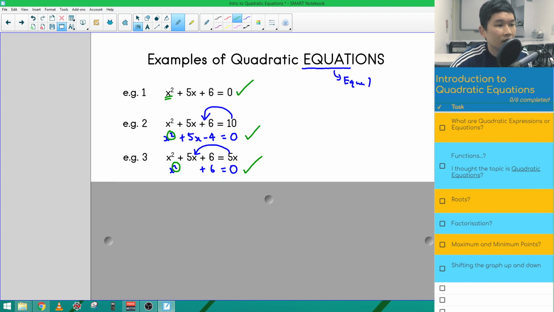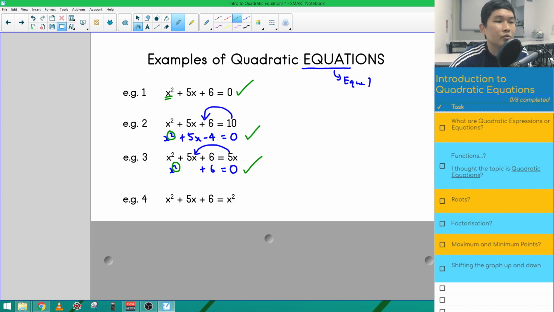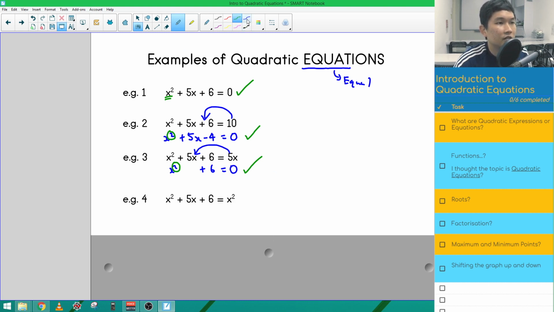Very good. Now let's look at one more example. Just one more, right? Is this a quadratic equation? Let's do a bit of manipulation first. Let's bring this x squared to the left-hand side. What we have is x squared minus x squared. So there's no more x squared. We're left with 5x plus 6 equals 0. Now, is this a quadratic equation? No, right? In fact, it's a linear equation.